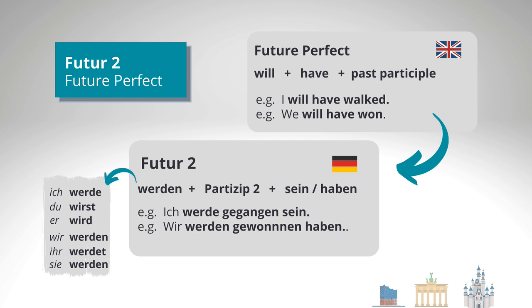The difference when to use sein and when to use haben is exactly the same as we saw before. In most cases we use haben, and sein is only used for verbs that either involve movement or some form of change. That's why in Ich werde gegangen sein, I will have walked, we use sein because to walk, gehen, definitely involves some form of movement. In the second sentence, on the other hand, wir werden gewonnen haben, we will have won, we use haben because gewonnen, so won, doesn't involve any kind of movement. So werden plus Partizip 2 plus sein or haben.